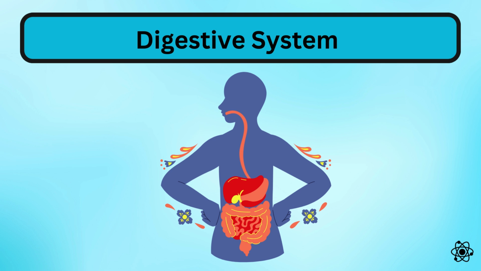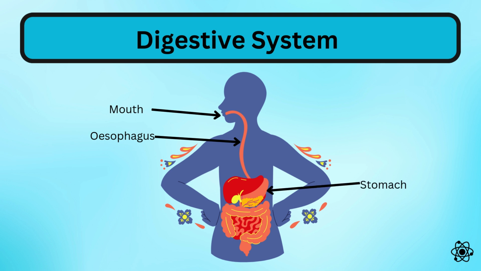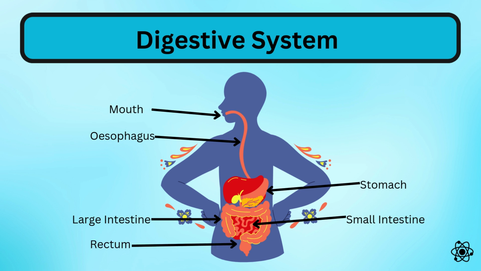Let's take a look at the parts of the digestive system. This is the mouth. This part is called the esophagus. This is the stomach. This is the small intestine. This is the large intestine. This is the rectum. And this is the anus. All these organs are part of the alimentary canal.